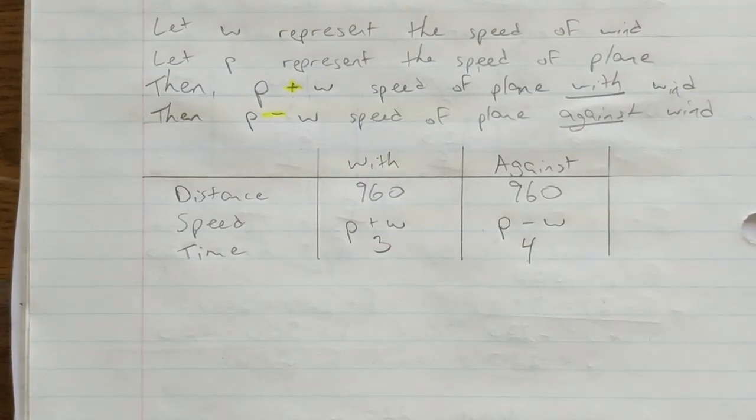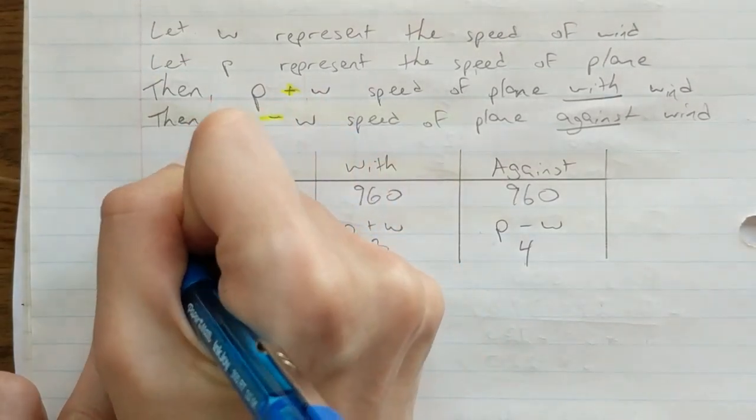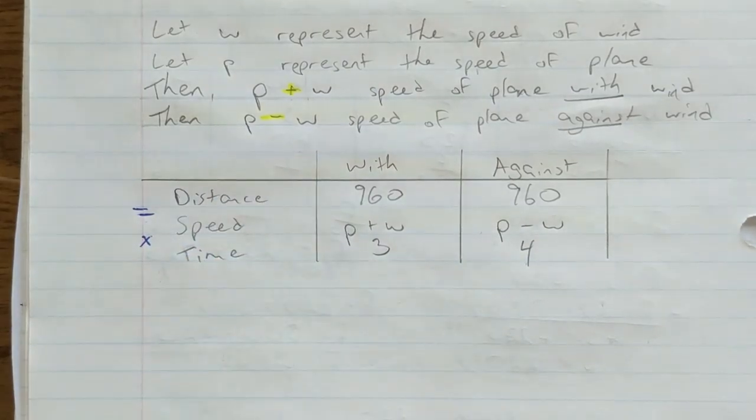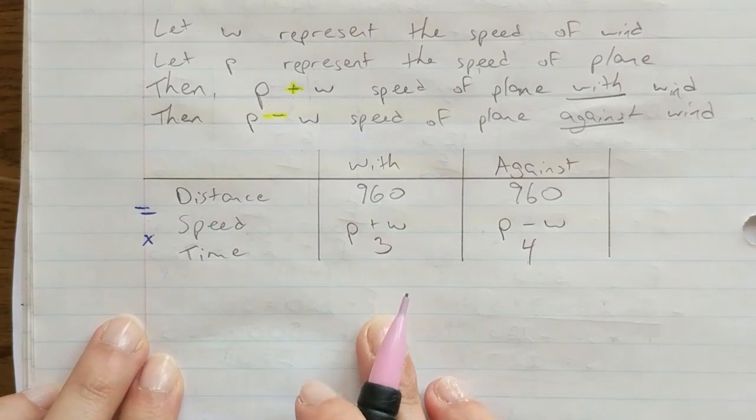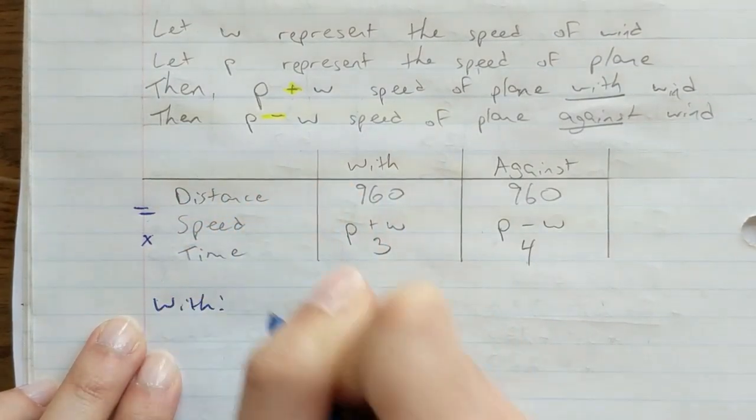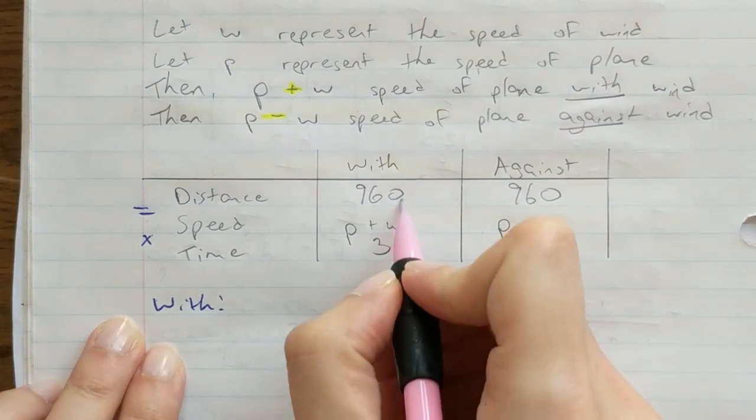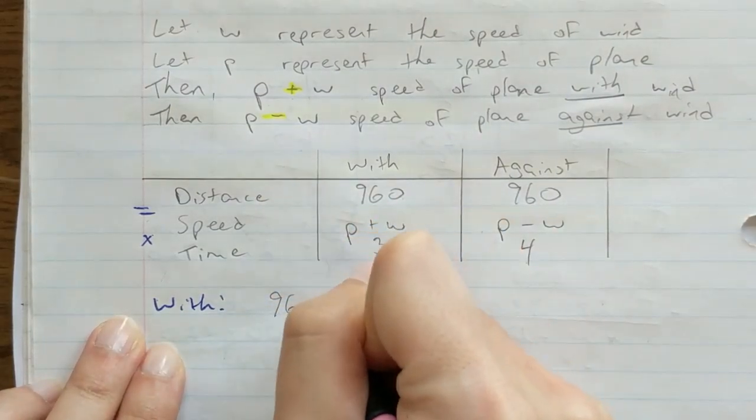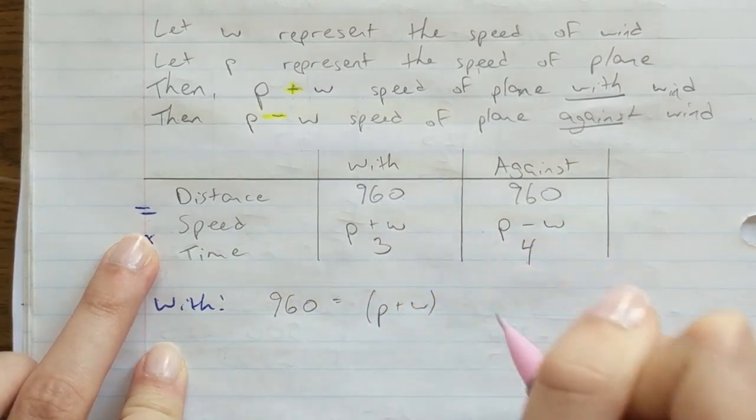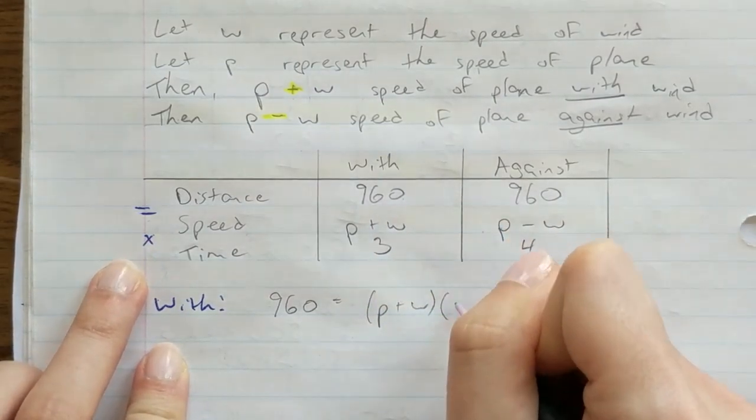Now is when that distance, speed, time formula comes into play. Remember that distance is equal to speed times time. That means that I can set up my two equations the following way. I can say that with the wind, my equation, distance, 960, is speed, P plus W, times time.